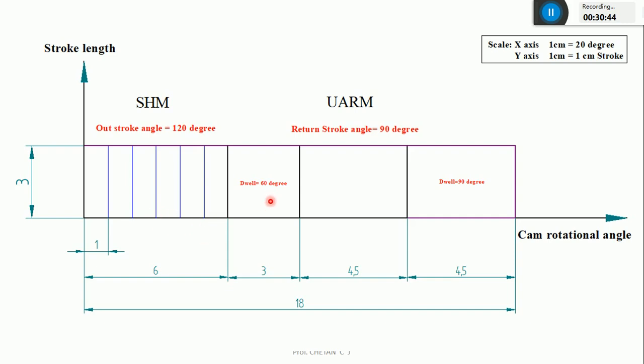After that, I won't worry about this dwell angle. Directly, I'll divide the return stroke angle. The total is 4.5 centimeters. The return stroke angle is 4.5, and I want 6 equal parts. How much is each division? Anyone?